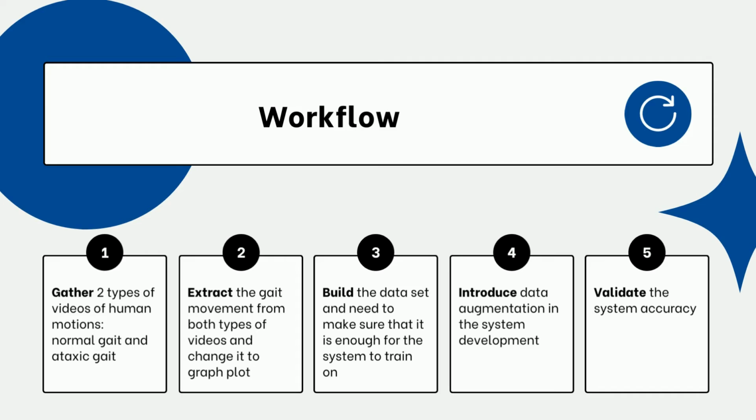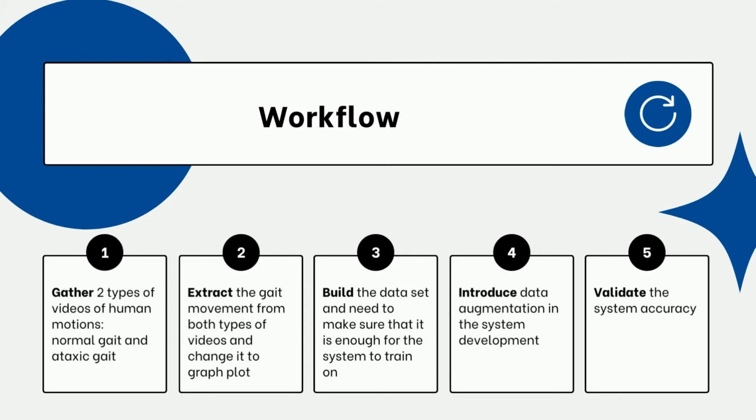So, what is data augmentation? Basically, I have to multiply the data by copying the available data that I have and varying it a little, creating synthetic data from the original one. And then I have to put both normal movements and ataxic movements in the system, where it will learn from the data that I have fed, and the system will be able to classify the gait type accurately.